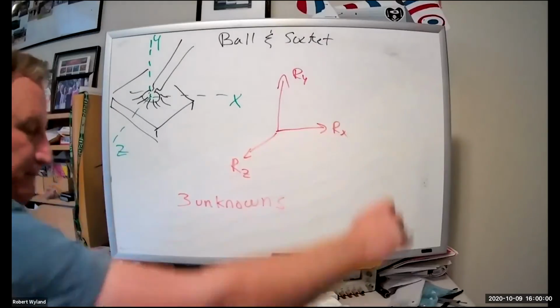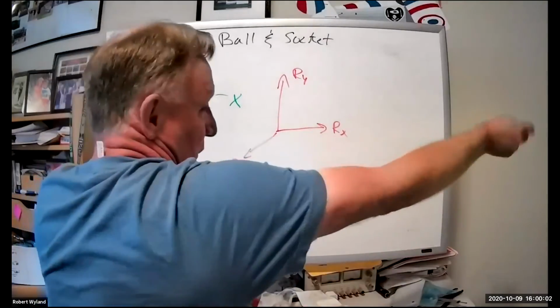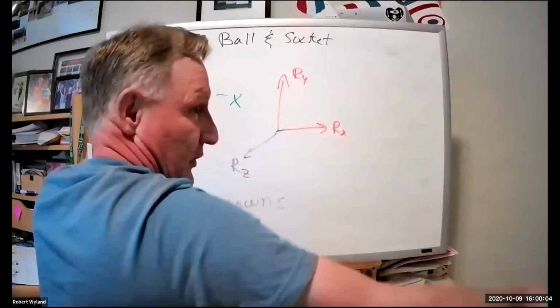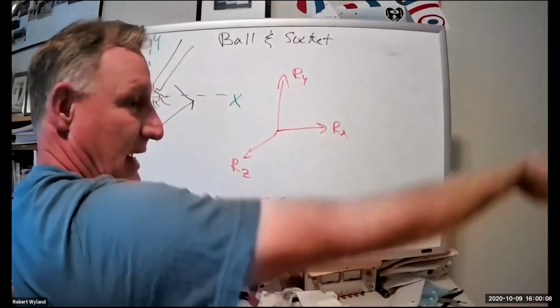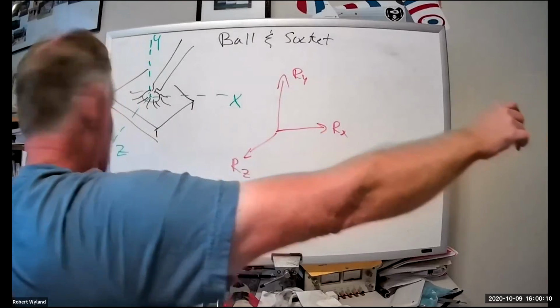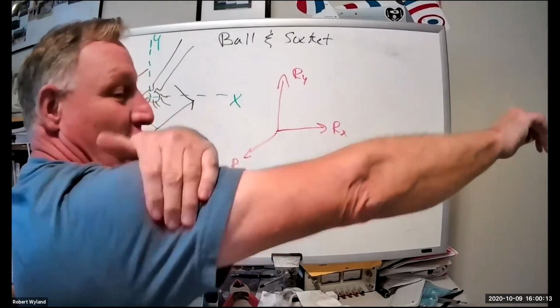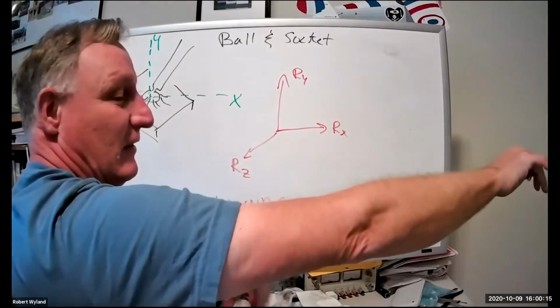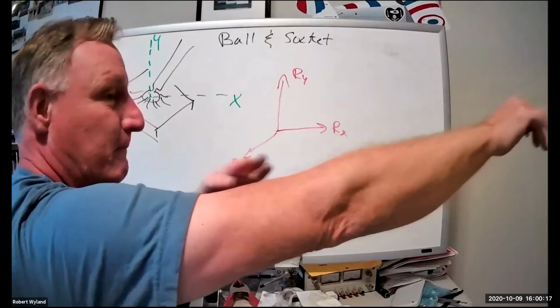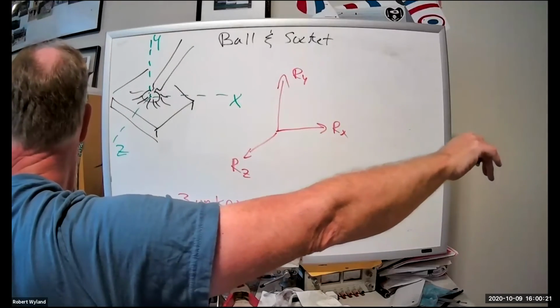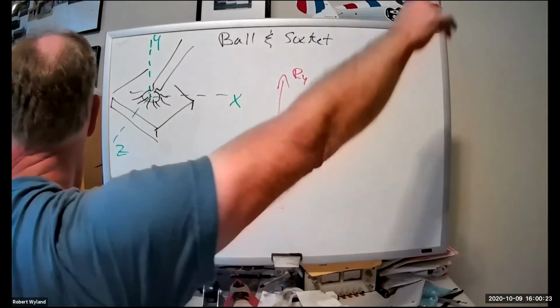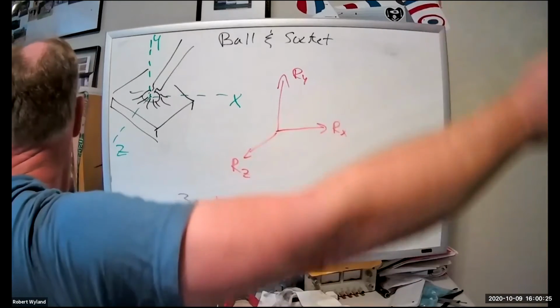Okay, just like in your arm. So you can rotate this way. You can rotate this way. Rotate this way, and this way. But if you pull on my arm, or you try and push on my arm, or lift on my arm, or whatever, it doesn't move. So your arm is able to rotate in all three directions.